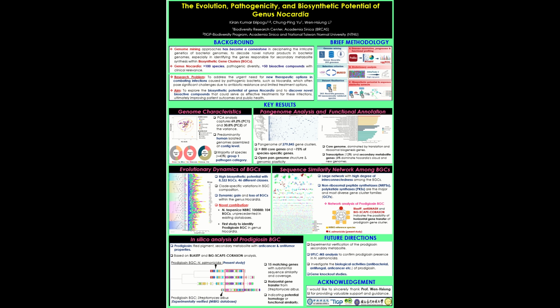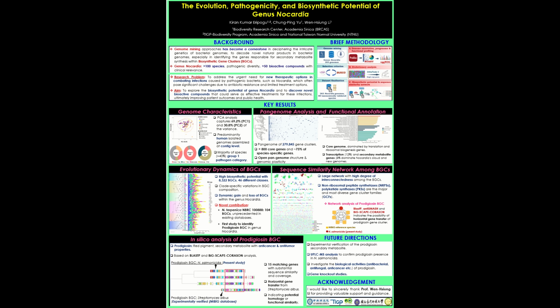Based on the pangenome analysis, we saw an open pangenome structure of 279,845 gene clusters. We identified more than 800 core genes, and more than 75% of the genes identified were species-specific genes. This result suggests that the genus Nocardia has an open pangenome structure and genomic plasticity.